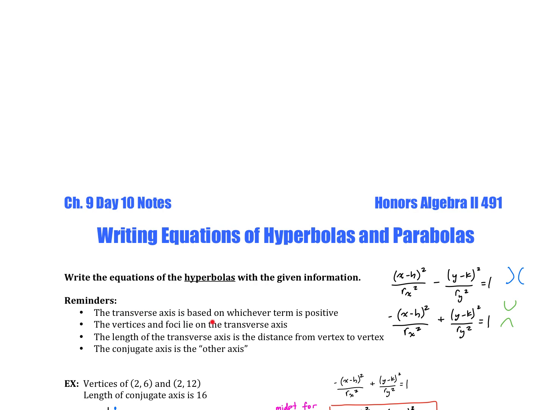The transverse axis is based on whichever term is positive, okay? The vertices and foci lie on the transverse axis. Remember, we talked about T, V, right? Transverse axis goes with the vertices. And then the length of the transverse axis is the distance from vertex to vertex, and the conjugate axis is the other guy. So let's zoom in and take a look at this first example, see what we got.